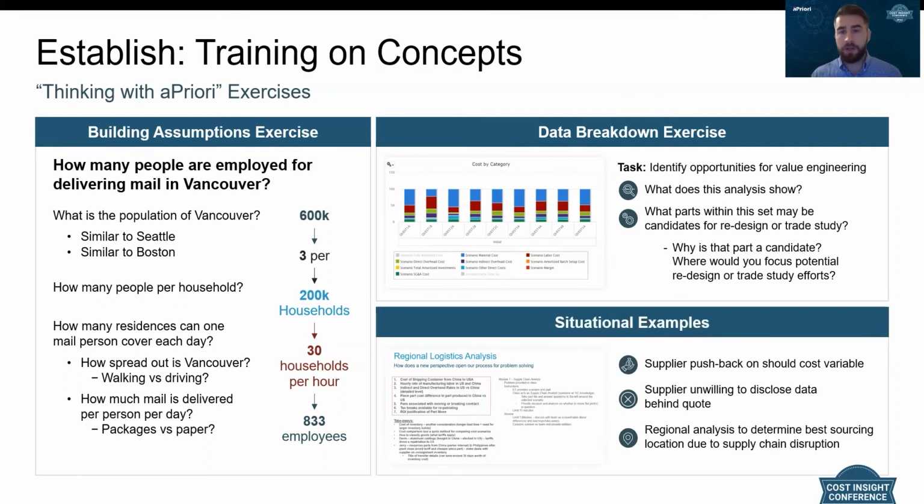The third one is situational examples. So giving a situation and understanding the multiple different approaches we can use to solve that, right? A situation you might find yourself in, something relevant to aPriori. This is an example of proposing a prompt for making a determination on where to source a certain part. So doing a regional logistics analysis. Do we source a part in US or China?